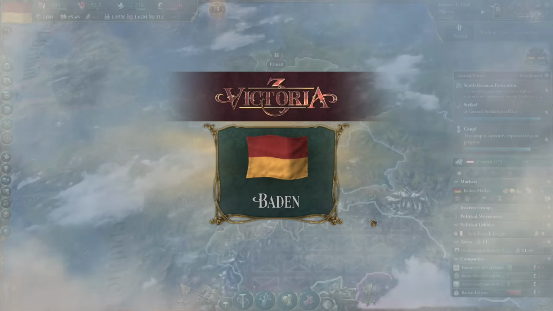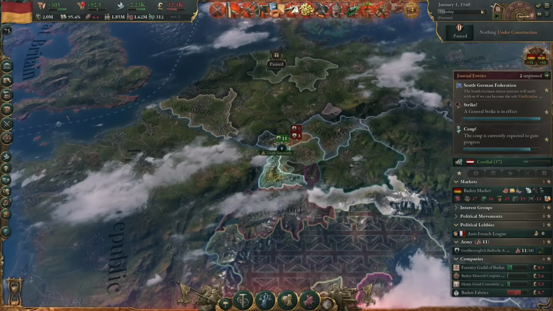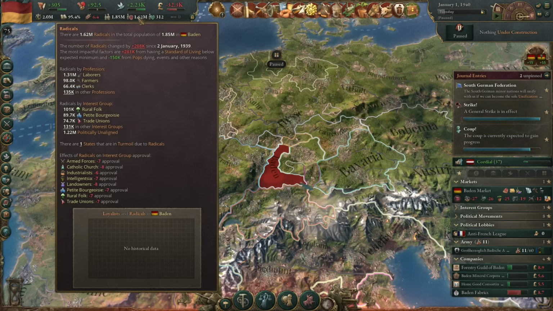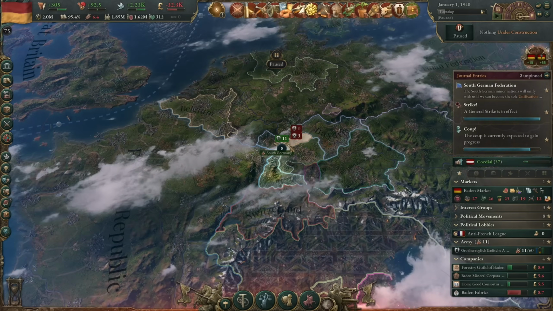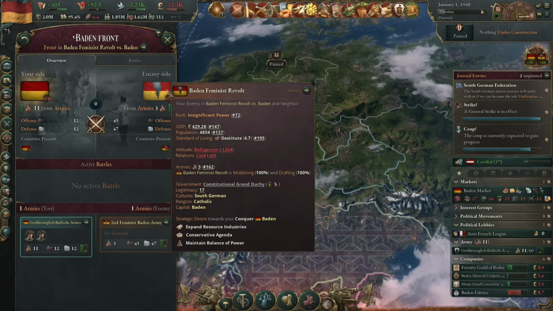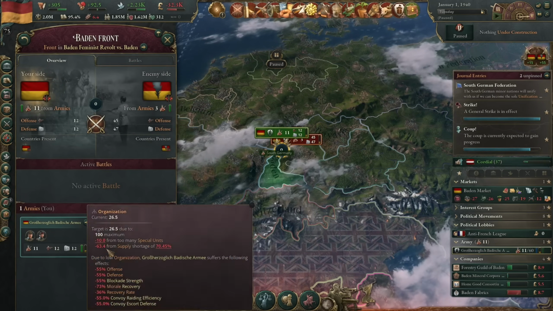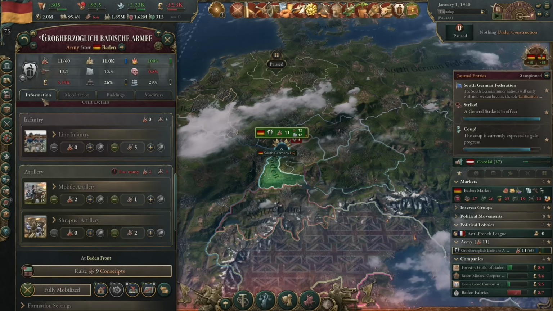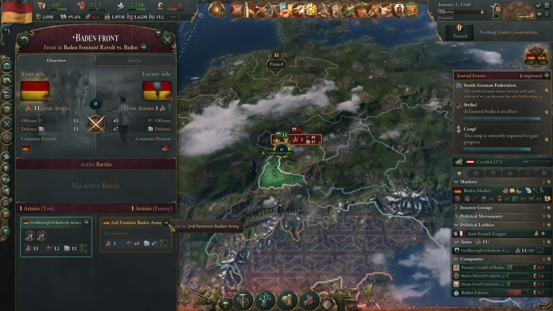There's also the Spartan in the second timelapse on 1.9.0. 90% of the population are radicals, and this is the loyal part of the country. They are locked in combat with the Baden feminist revolt. And look at the difference in attack and defense. It's line infantry and some artillery against mechanized infantry.